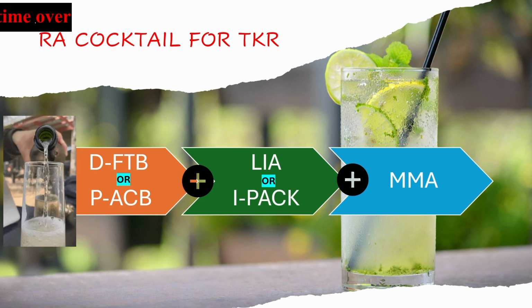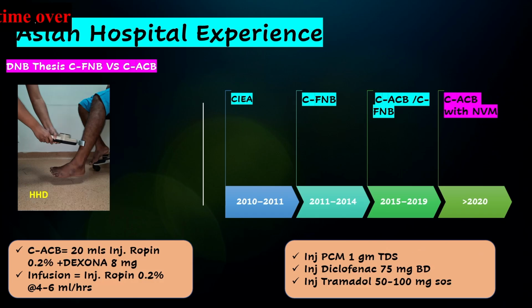And definitely it has to be a multimodal analgesia. What about my hospital experience? So this is how we have changed. Currently we do try to identify nerve to vastus medialis. We do a modified adductor canal as I call. Previously I was not doing that.